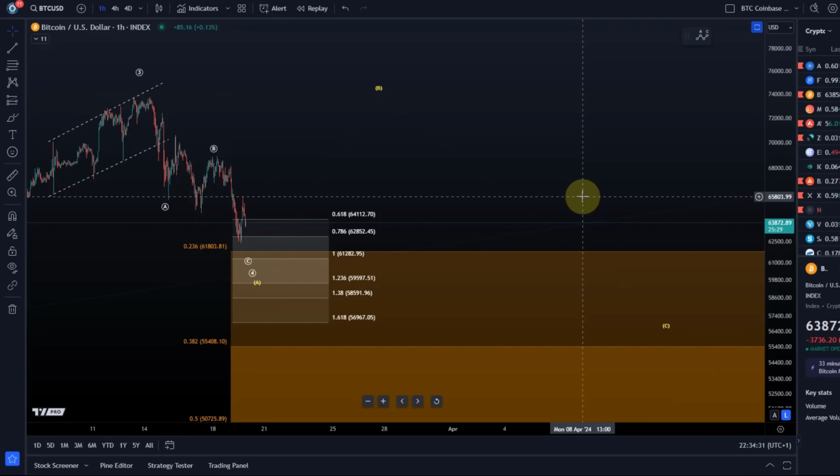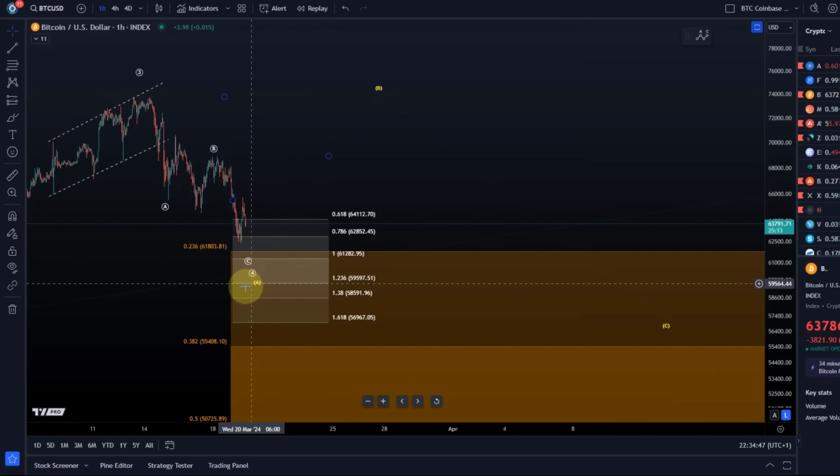So at the moment, I would still expect further continuation in this correction. However, I believe we are probably close to at least a local low, at least there in this A wave. So let's talk about the relevant parameters.